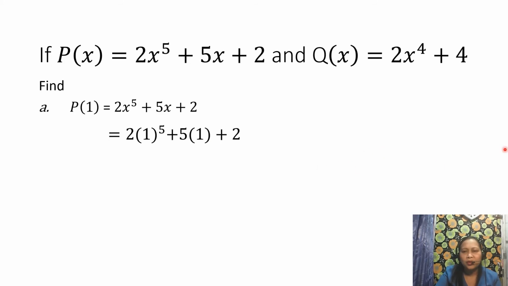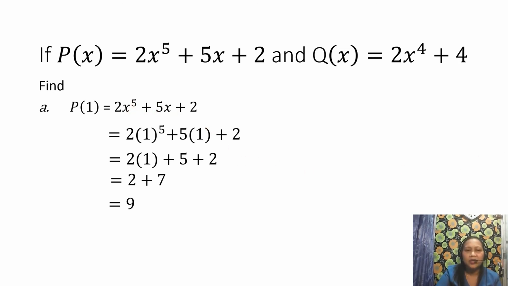So what are we going to do next? We will solve first those who are inside the exponent. So 1 raised to 5, that is 1. 5 times 1, that is 5. Copy the 2. Then after that, we will multiply 2 times 1, 2. 5 plus 2, 7. So our answer now is 9. If you want to find the degree of 2x to the 5 plus 5x plus 2, what is the degree? The degree is 5. And that is quintic. The special name of the degree of 5 is quintic.